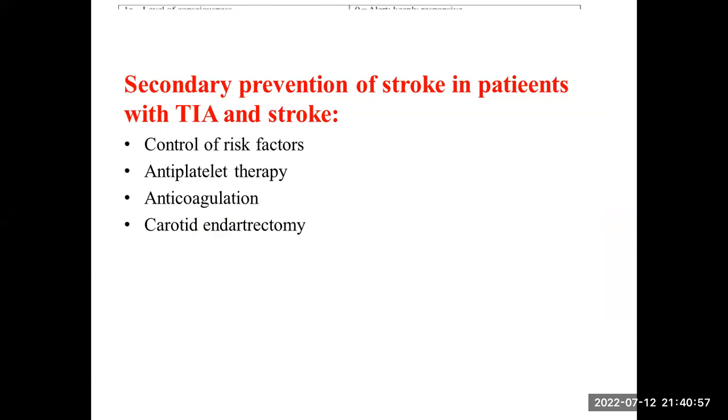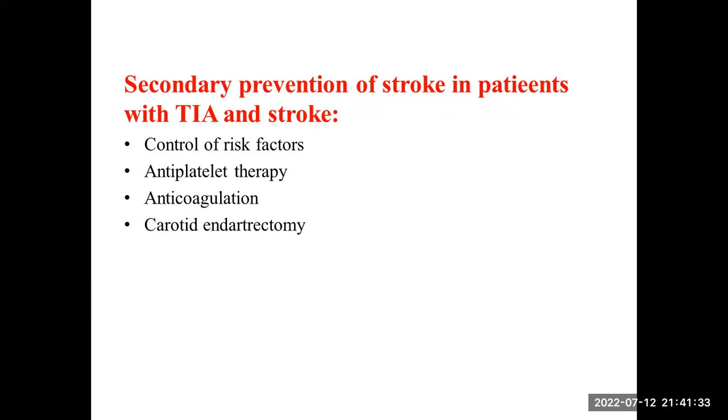So after talking about the acute treatment of ischemic stroke, let's talk about the secondary prevention of stroke in patients with TIA and stroke. If you have a patient with an episode or multiple episodes of TIAs, or a patient with a history of stroke, after the acute treatment of stroke, the next step is to prevent the recurrence of stroke. Or in case of TIA, you want to prevent the first episode of stroke after TIA. So this is called secondary prevention. This is not primary prevention. Primary prevention basically means preventing TIA and stroke from the beginning, preventing the first attack of TIA or stroke.